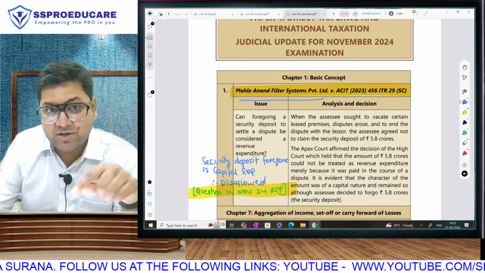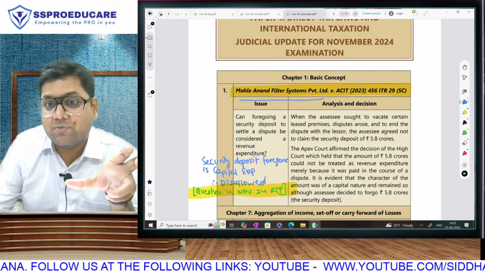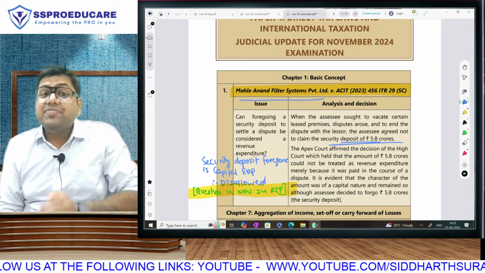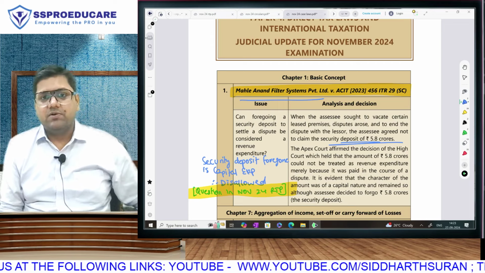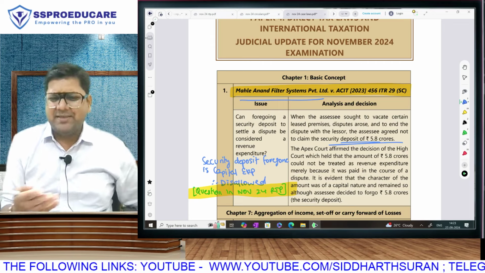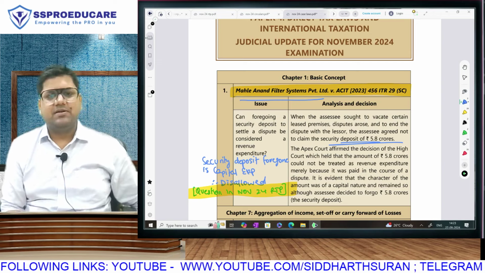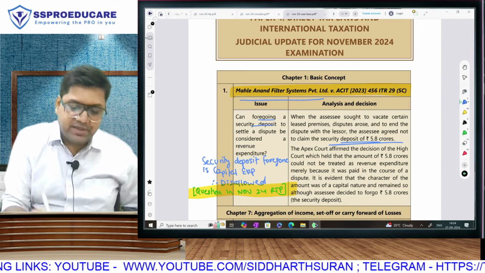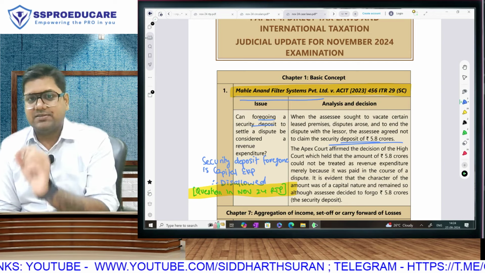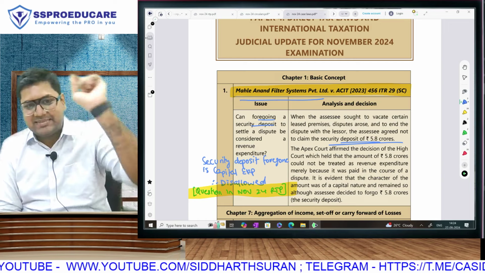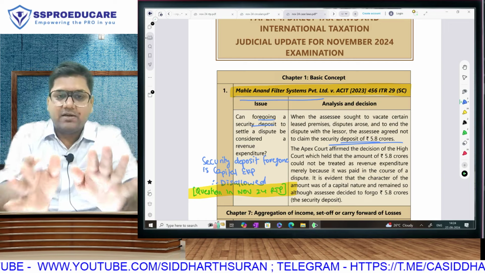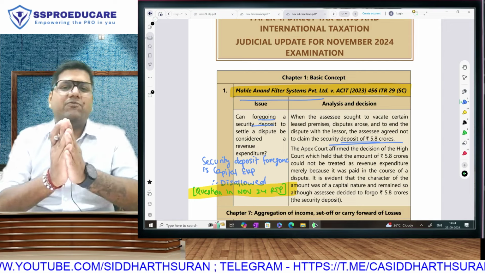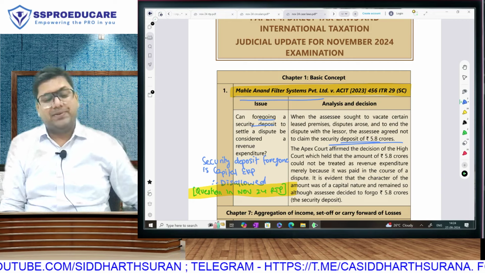So when you take a premises on rent, you pay rent plus you pay security deposit. This company had paid security deposit of 5.8 crore rupees. When they vacated the premises, they had a dispute with the owner about any damages done or not timely vacated, whatever be the reason. Finally, to get rid of the dispute, they have foregone that security deposit. Means Mahale Anand Filter System has told its ex-landlord, sir, you keep this 5.8 crore and please leave us alone. I know we have damaged your property, don't file a case against it, keep the 5.8 crore, please.